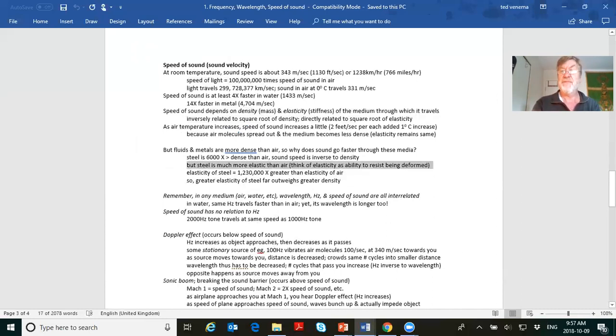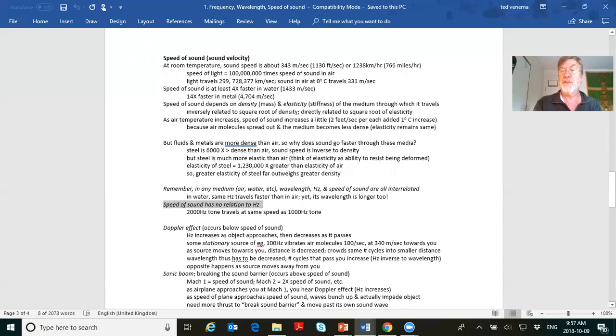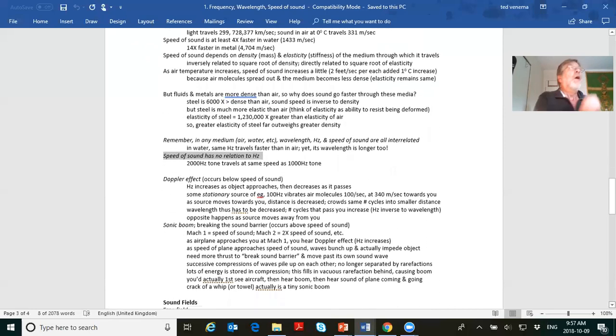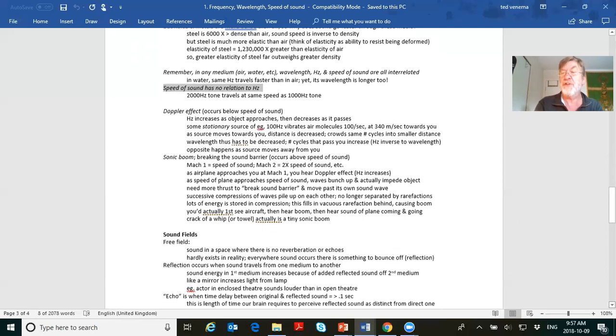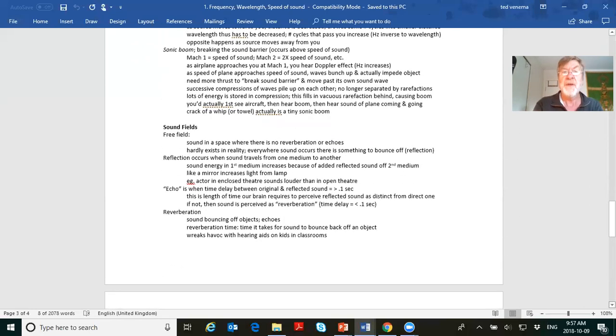All right. Remember this too. Speed of sound, as I said, has no relation to the frequency. In any one particular medium, all frequencies travel the same speed. The Doppler effect happens below the speed of sound. Sonic boom happens above the speed of sound. I won't go into those now as a review, but you should look at your Lassen-Woodford for an explanation on some of that, because it's pretty good.